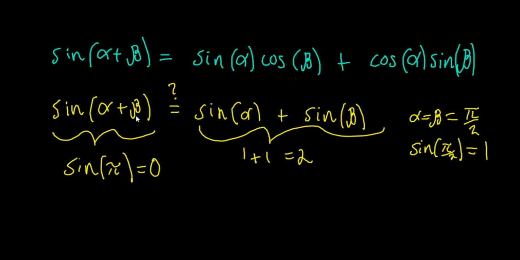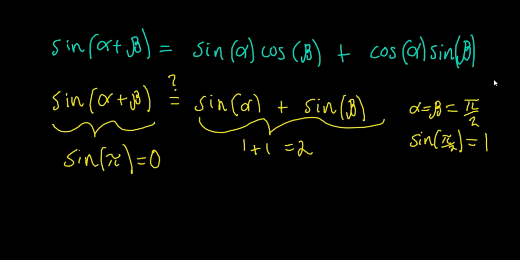Of course, if alpha and beta are both equal to 0, then sine of 0 is equal to 0, and then sine of 0 plus sine of 0 is equal to 0. So this equation would be true if alpha and beta were both equal to 0. But in general, it's not true. So how did they come up with this?